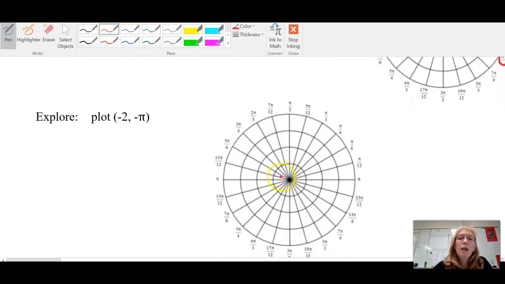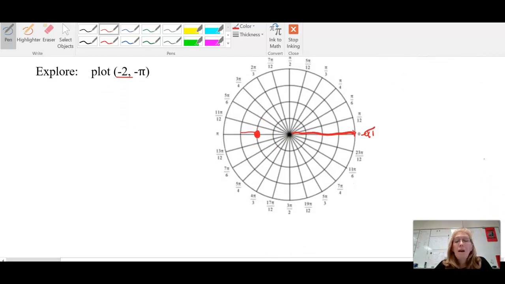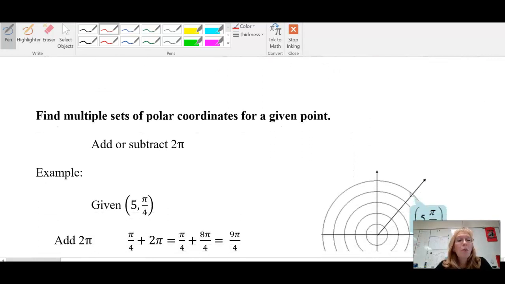Okay, negative pi is tricky because pi is this way, which means negative pi is actually this way. All right, so this is negative pi. Now you had a graph of negative 2, which means I'm going backwards on negative pi, which puts you here. I hope you did a good job. All right, so that's how you plot on a polar coordinate.